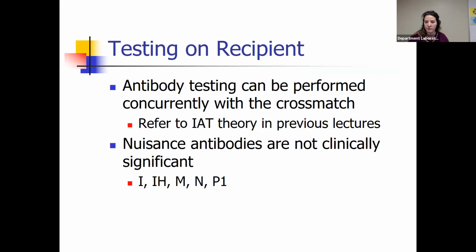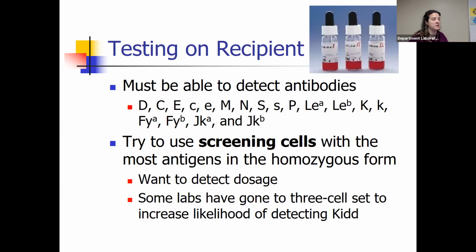And I have a picture coming up that I'll point out in just a little bit. If you have paid attention to the IATs that you've done so far, both screening cells 1 and 2 are D positive. Sometimes you might have a heterozygous cell for JKA and then a negative cell for JKA. So most facilities like to include that third cell. Number 1, it gives them a D negative cell. And number 2, it also gives them a JKA homozygous cell.